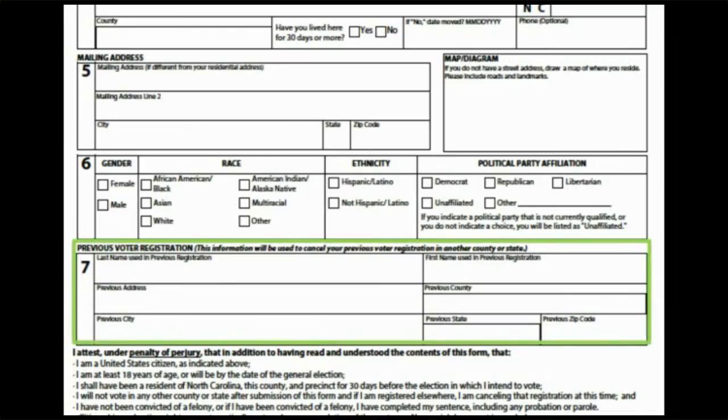Moving on to section 7. Section 7 is where you can list any previous registration address or name. This makes it easier to cancel your old registration and helps the Board of Elections with their record keeping. If the person can't remember all of their old information, they should put as much as they can remember, like their city or their county.